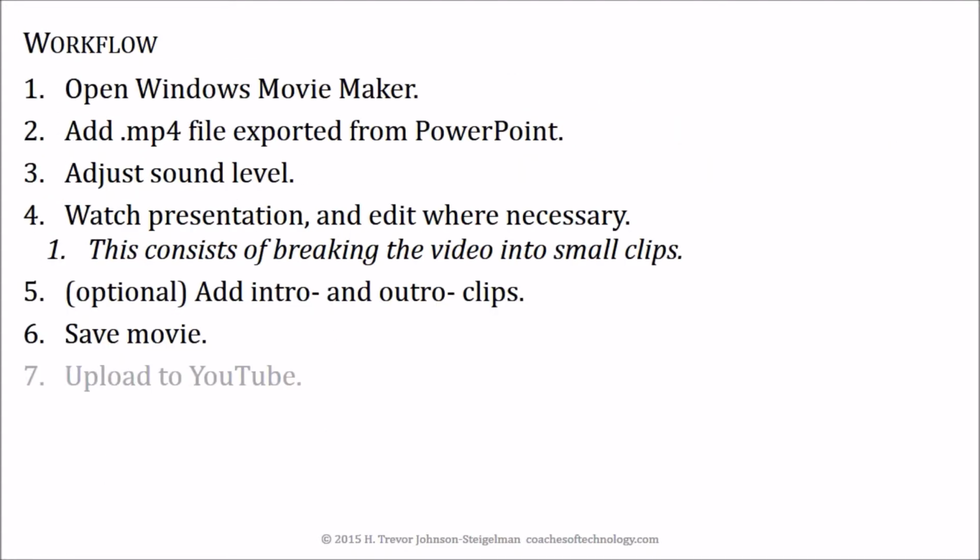Okay, so the basic workflow that we have when we're making edits to our movie in Windows Movie Maker is first we're going to open it up, of course. Then we're going to add the file that we made from PowerPoint. We'll adjust the sound level so that the sound levels are consistent throughout. And then we're going to watch the presentation and edit it where it's necessary. Basically what we do is break the video up into small clips, and then we can delete some of these clips. We can rearrange them a little bit if we need to.